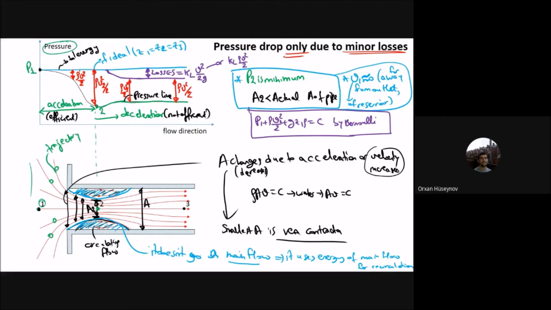Now you can see that this is the ideal one. If it was ideal, the total should always remain constant. But in reality, after point 2, you have drops, losses. This is KL V squared by 2g, or KL rho V squared by 2. In reality, the total has two parts: one is due to the pressure line, P1, and one is due to kinetic energy. So you have two sums. That one plus the pressure, plus these losses, gives the total pressure for the ideal one.